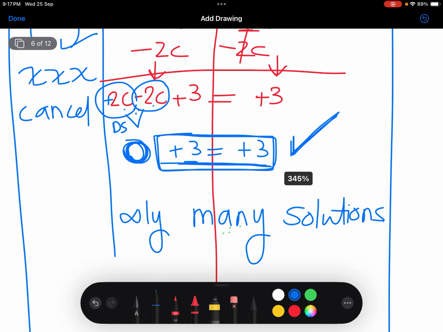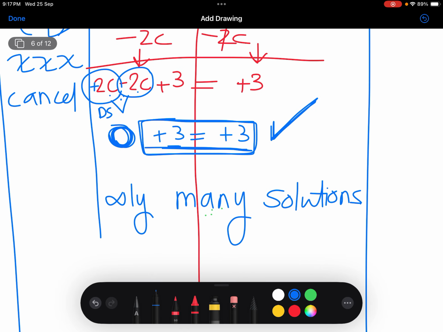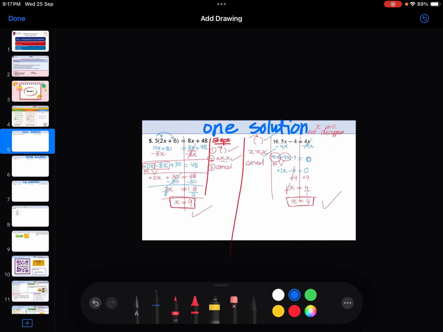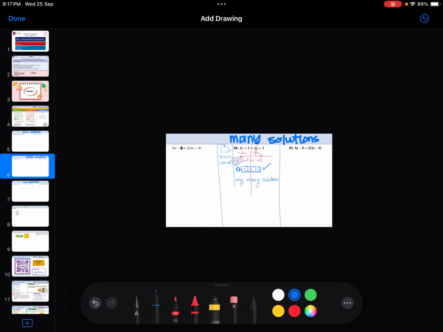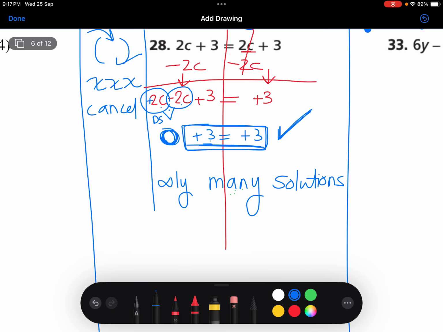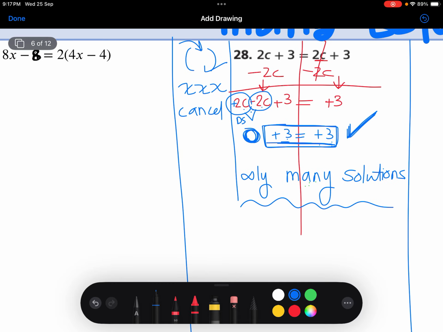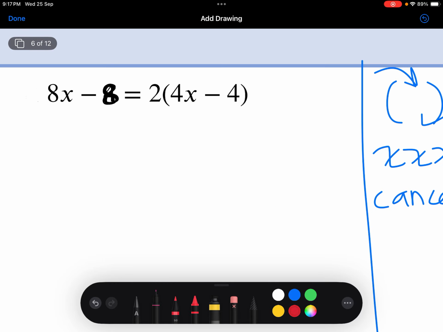This equation has how many solutions? Infinitely many solutions. But the previous equation had only one solution, which is x equals 9. But this one, since x disappears and I have 3 equals 3, the statement is true, then I'm going to call it infinitely many solutions. Let's take another example. For example, this one.